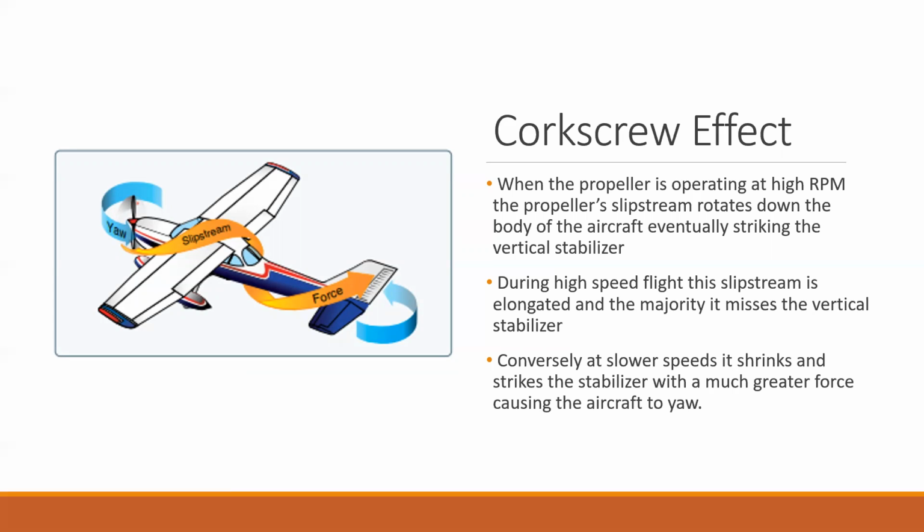And so this corkscrewing effect will yaw the airplane into a left turn. And this is, again, noticeable most during slow flight, when this slipstream is the right length to hit that vertical stabilizer.